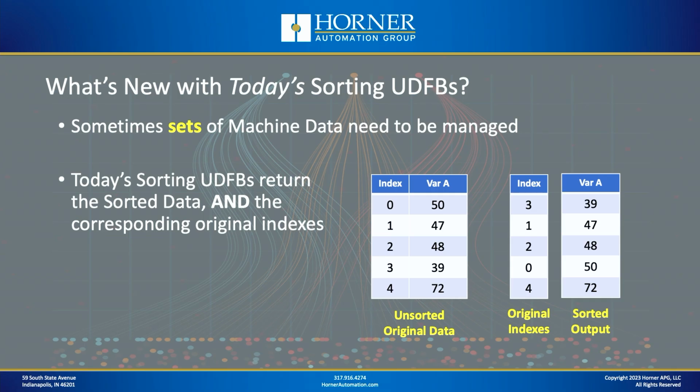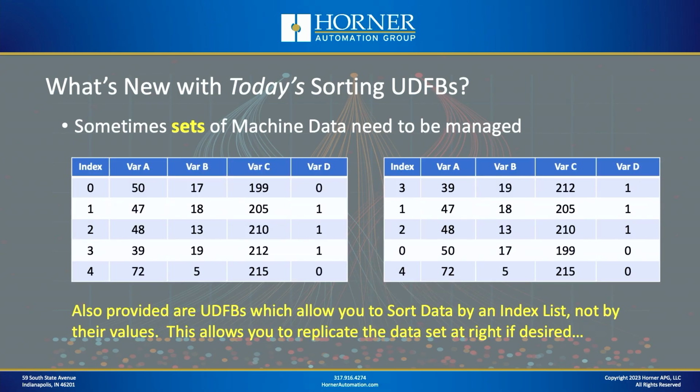All right, so that's a big deal, because then you can use those indexes, if you wish, to sort your other columns so that you still have the correlation of each sample, variable A, B, C, and D. And even though variable A has done the sort, it has been sorted by value, B, C, and D have just been sorted so that the correlation remains. And we've got an additional user-defined function block called an index sort that allows you to do that easily as well. So that's effectively what we're adding.